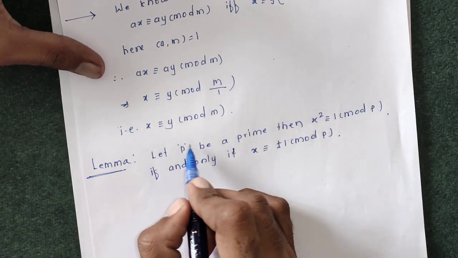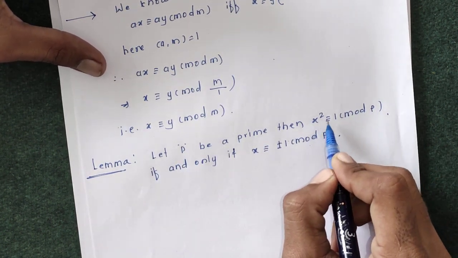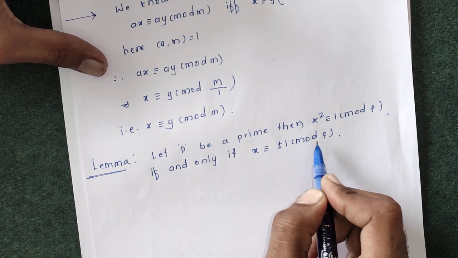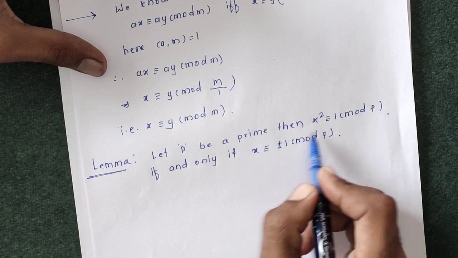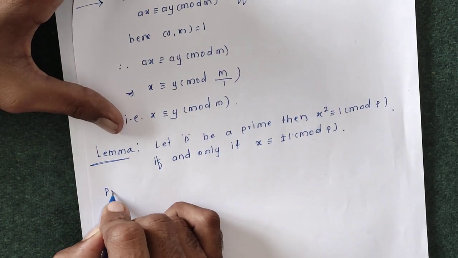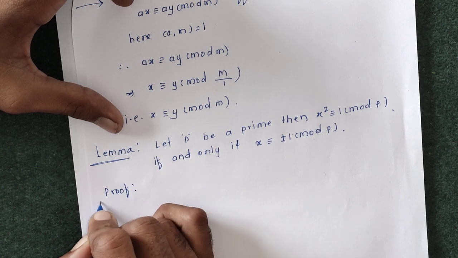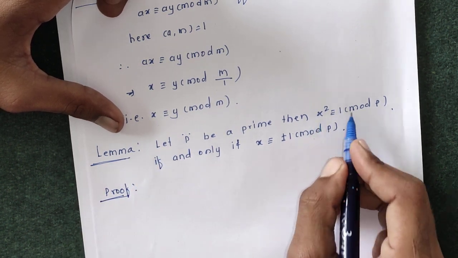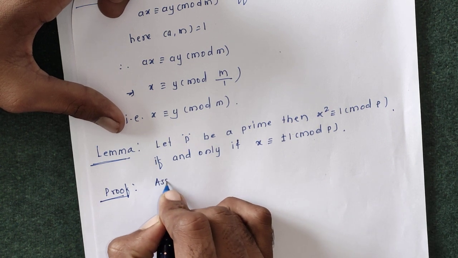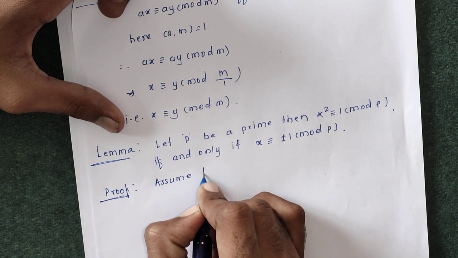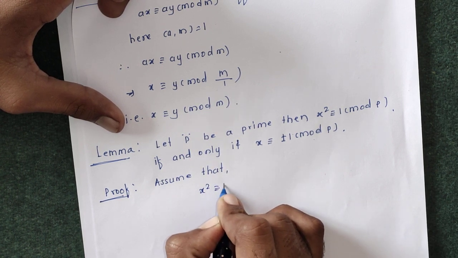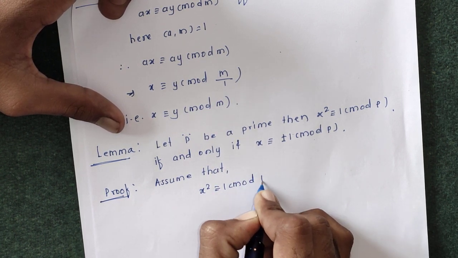Now we are given that p is a prime number and x square is congruent to 1 mod p. We have to prove that x is congruent to plus or minus 1 mod p, and then in the converse part we suppose this and prove the other. So first of all, in the proof, assume that x square is congruent to 1 mod p and p is prime.